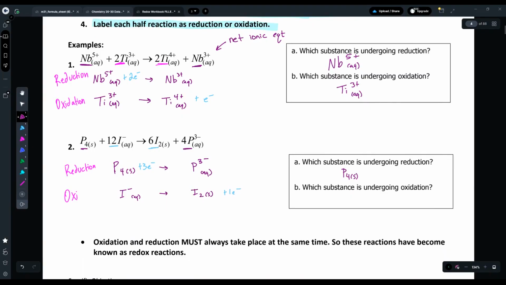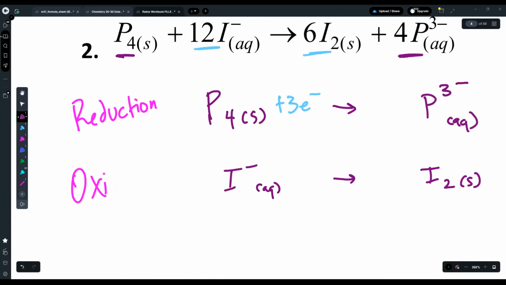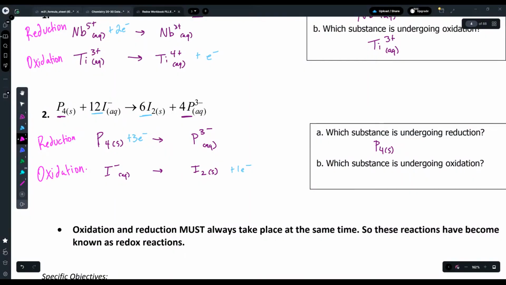All right, now which substance is undergoing oxidation? Oh, that went away. Well, let's fix that. Oxidation. Okay, so the substance that is losing electrons is going to be our iodide ion.